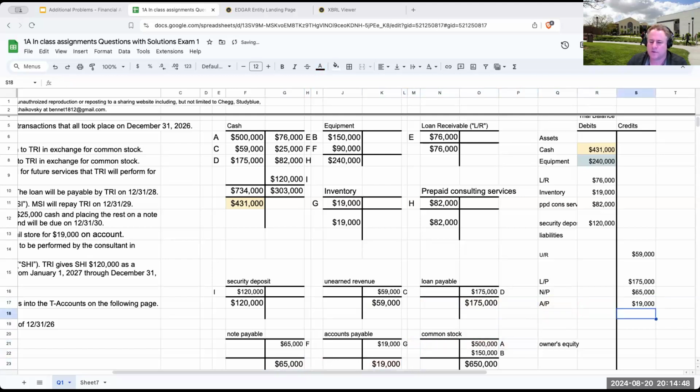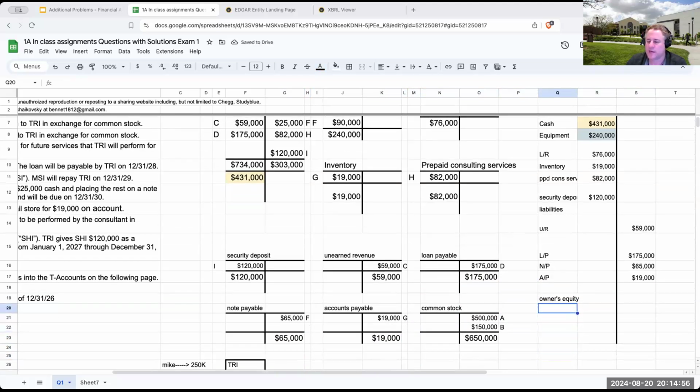19,000. Perfect. And then that is all of our liabilities. Now we're going to have over here our owner's equity. There's only one account, and that is going to be common stock. This has a credit balance, right? Remember, you have to put them on the correct side. Liabilities typically will have credit balances.